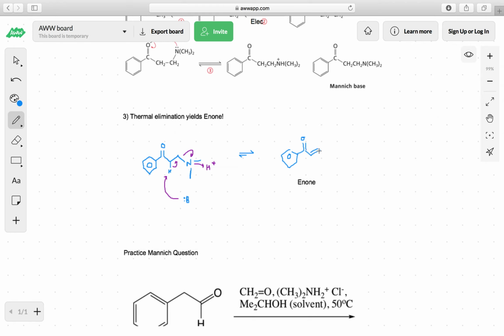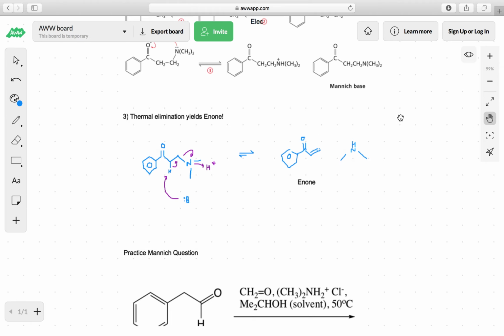So the enone is alpha beta unsaturated. So this is the carbonyl carbon. The one next to it is alpha, and the one further away is beta. So it's alpha beta unsaturated because there's an alkene here. This nitrogen leaves, so you're just going to be left with this nitrogen. It's going to be protonated, floating around in solution. So this is your final product.